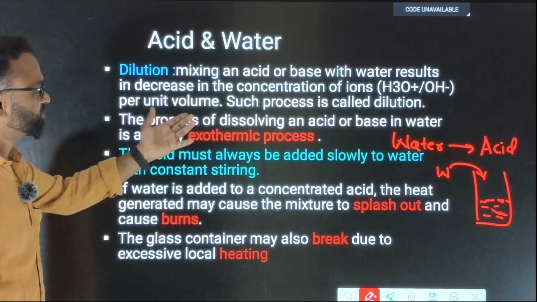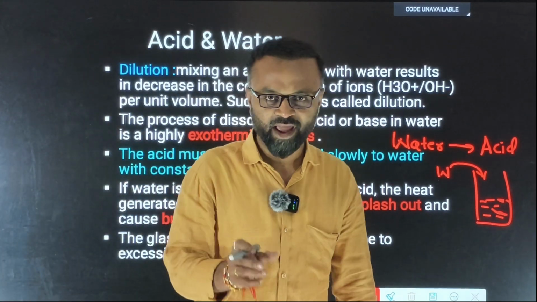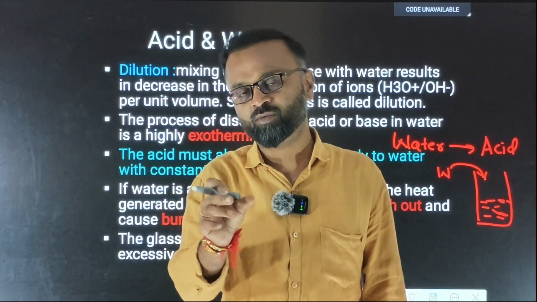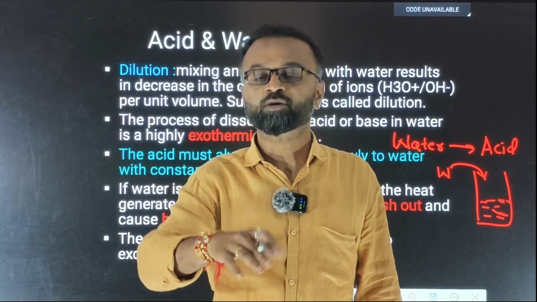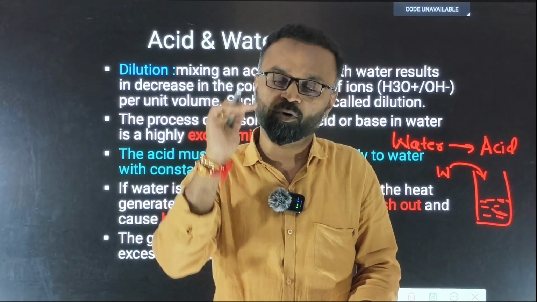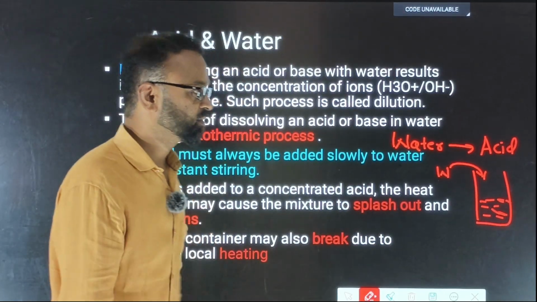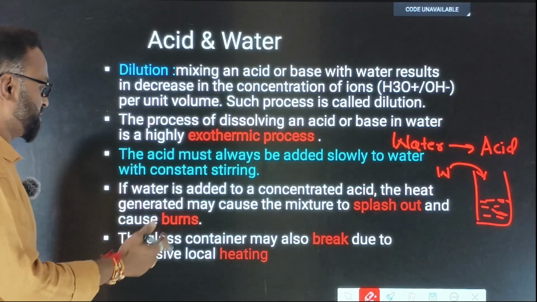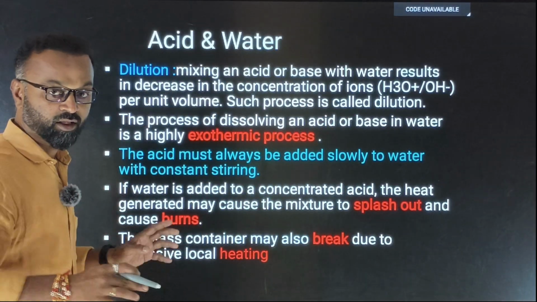Okay, so such a process is dilution. You know, right? Concentrated acid and dilute acid. Dilute acid means more amount of water and less amount of acid. Concentrated acid means more amount of acid and less amount of water. We call it concentrated. We'll discuss that further. Hope it is clear.